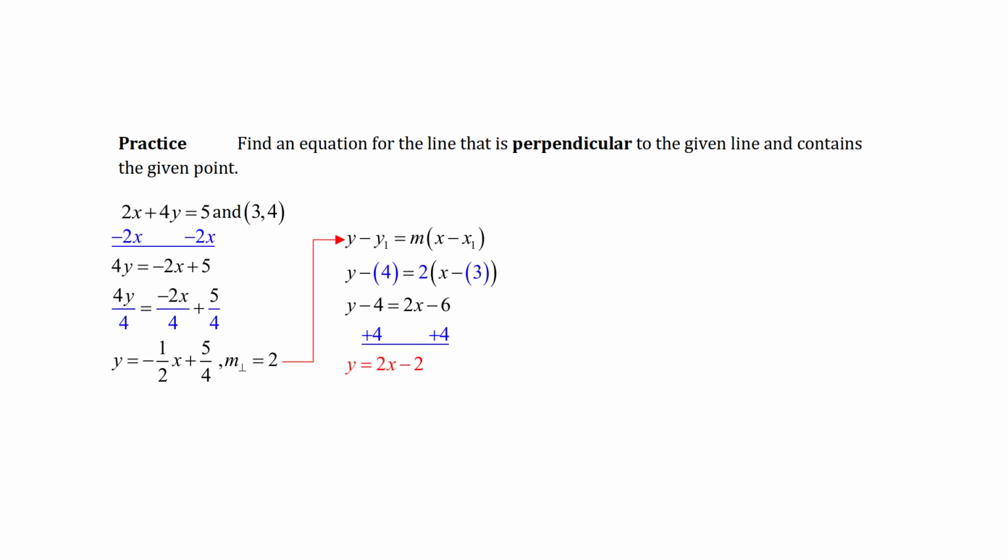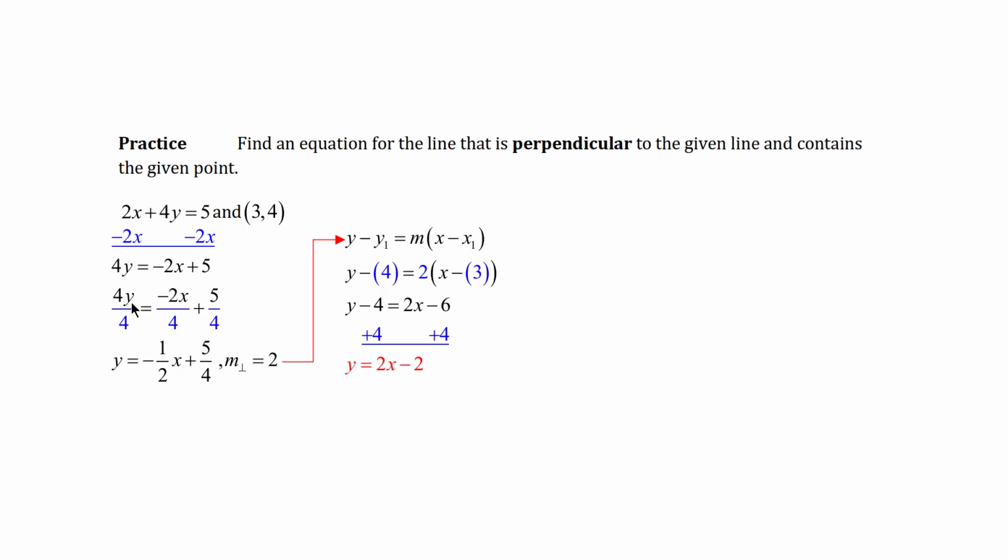Okay, so let's get started. So the first thing we need to do is move the 2x over to the other side of the equation. We just subtract 2x from both sides of the equation. The result is 4y equals -2x plus 5. From here, we get rid of the 4 in front of the y by dividing both sides by 4. We get 4y divided by 4 equals -2x divided by 4 plus 5 divided by 4.